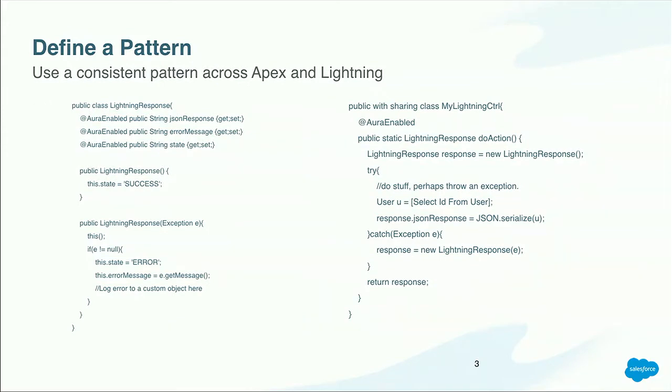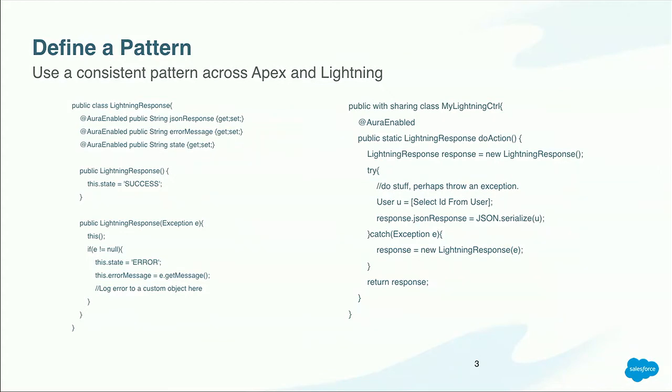So on the left-hand side is the Apex pattern I like to use. It's a very simplistic Apex class. I have 3 variables in the class, if you can't read it very well. The first one is my JSON response. So it's basically just a string representation of an object that I'm passing back and forth, and then I'm serializing and deserializing it elsewhere. The second variable is an error message. So if I have an exception that happens within my code, I can bubble it up through that variable. And the third one is just a state to tell me whether or not a Lightning component succeeded or failed, so similar to the Aura class that Lightning components come with today.